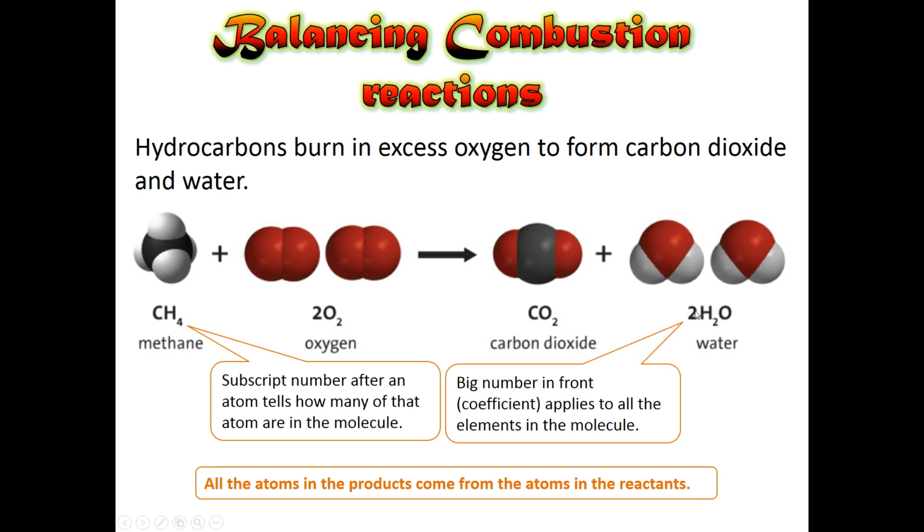The bigger number in front, so there's 2 and 2, that applies to how many molecules we've got, and therefore it applies to all the elements in that molecule. So here the 2 applies to the oxygen, so I've got 2 oxygen molecules, each with 2 oxygen atoms, giving me 4 oxygen atoms in total, 1, 2, 3, 4. And the same thing here, I've got 2 water molecules, which means I've got then 4 hydrogen atoms. 2 times 2 is 4, and 2 oxygen atoms.